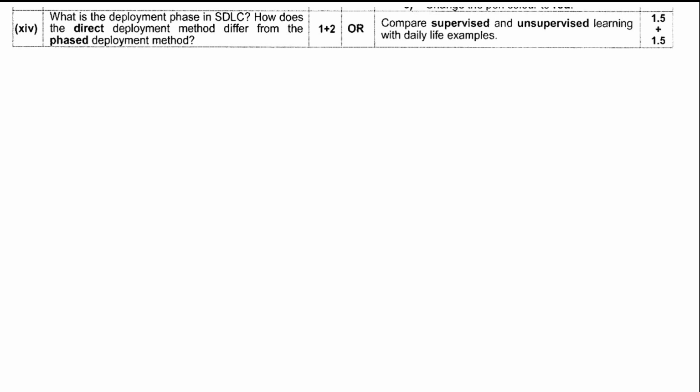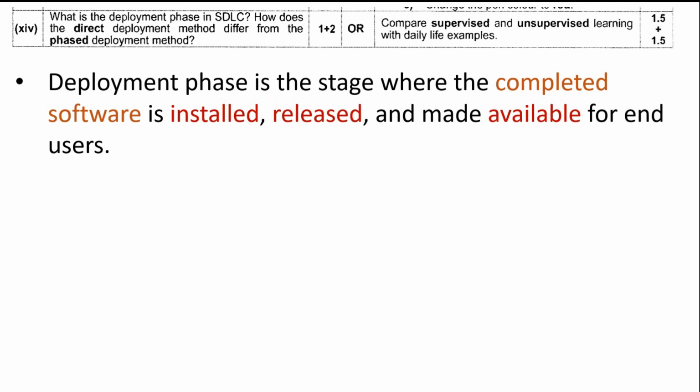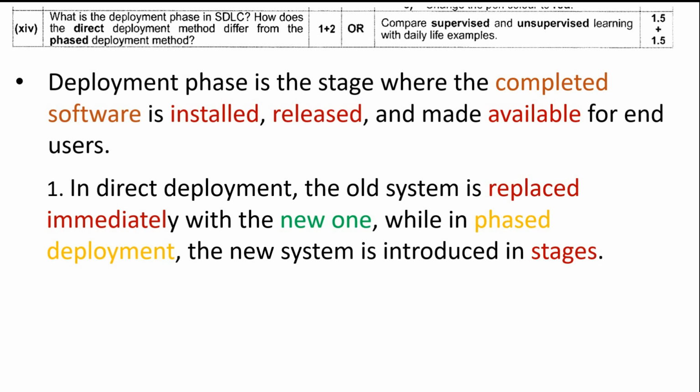Deployment means you have completed the project and now you want to hand over that project to the customer. What are the phases, and how can you implement and give that project? The deployment phase is the stage where the completed software is installed, released and made available for the end users. Users can use it.